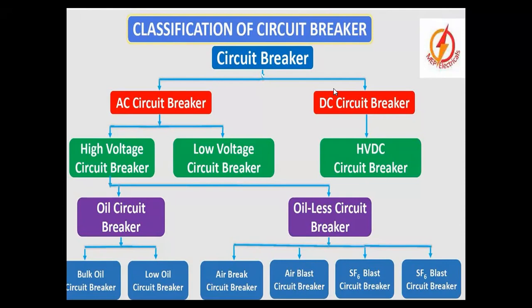Okay. And in oil-less circuit breakers, the first type is the air break circuit breaker. Second type is the air blast circuit breaker. Third is the SF6 gas circuit breaker. And the fourth one is the vacuum circuit breaker. Okay, so there vacuum is used as the arc quenching material.